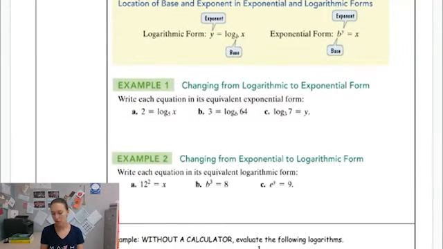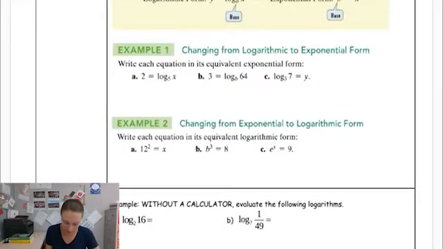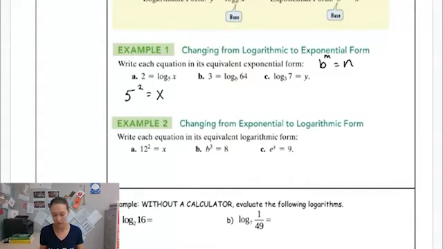Example 1, so let's practice changing from log to exponential form. So we have 2 equals log base 5 of x. So the base is 5, so we start with that. So exponential form, I'm looking for the base of something with an exponent, and I'm going to use m equals n. So something in that form. Base is 5, my exponent is 2, because the log equals the exponent, equals x, which we call the argument of the log. So if I wanted to solve this equation, x would be 25.